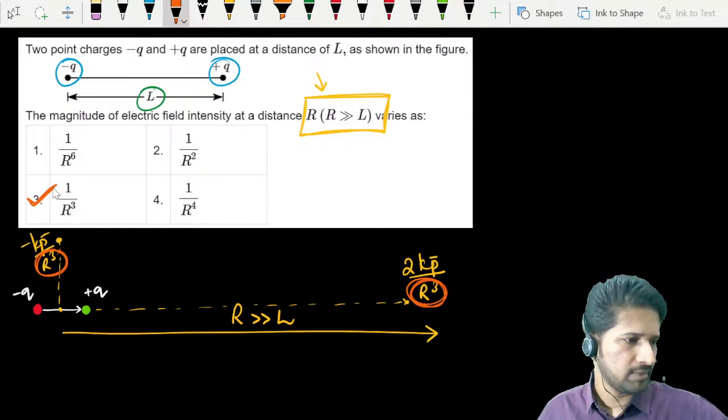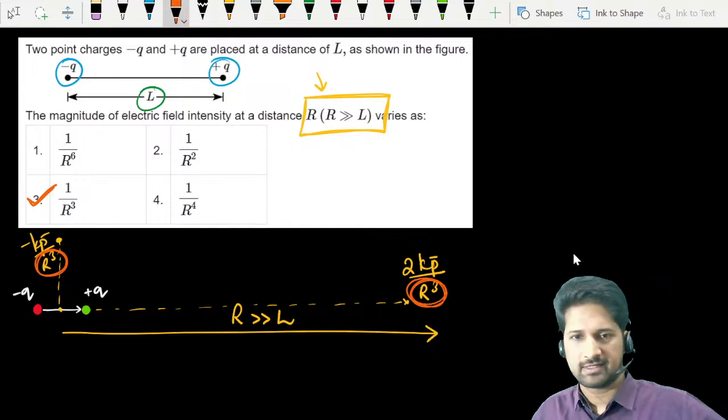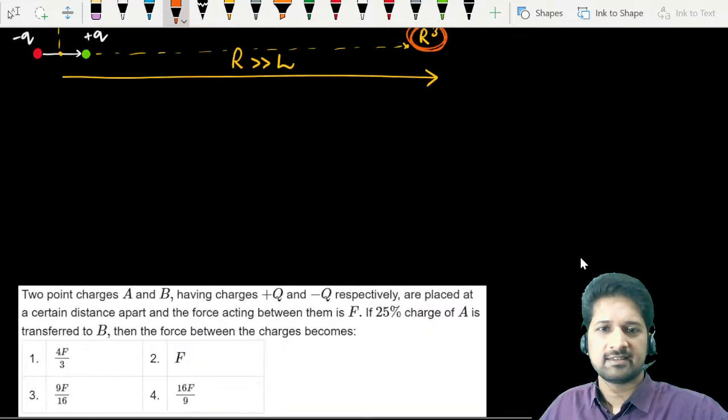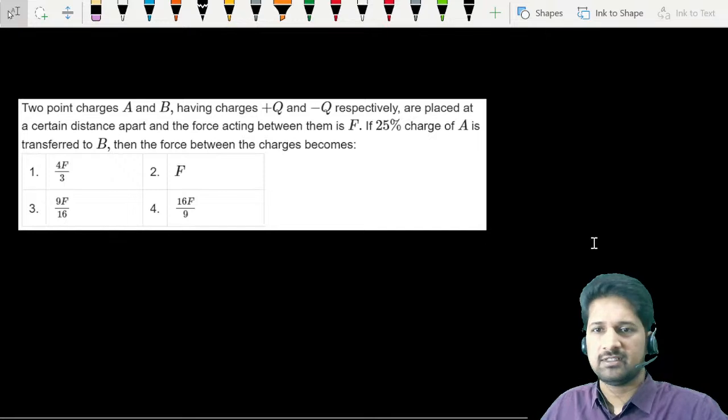Good, good. Many of you have given the answer as C. Correct. Let's move on to the next question.